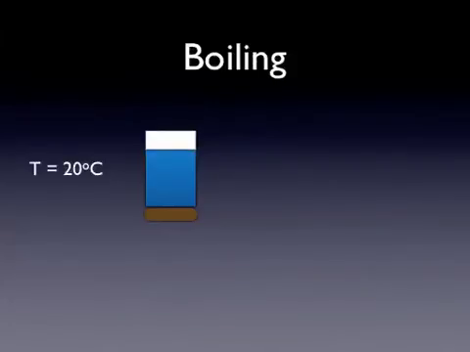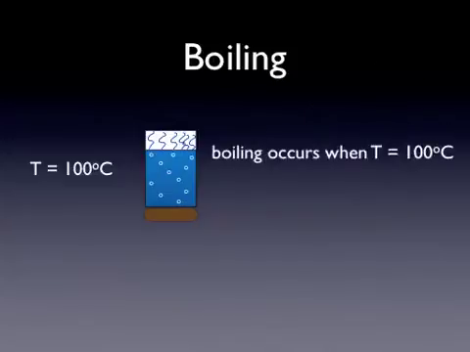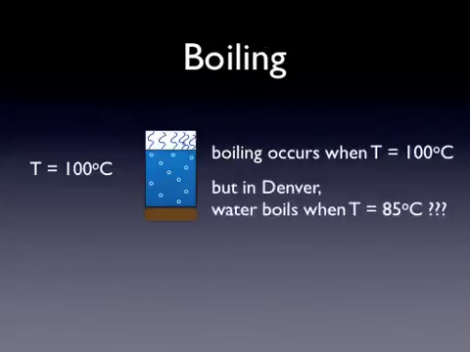Another way of looking at this is, let's talk about boiling. If you take water at 20 degrees Celsius and you heat it up, eventually it will start to boil, and we all know that boiling occurs at 100 degrees Celsius. That's actually not the best way to describe boiling, though, because if you go up to Denver, at higher elevation, boiling occurs at a much lower temperature.